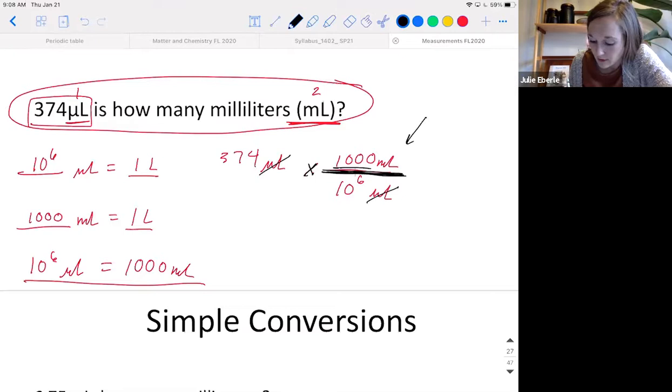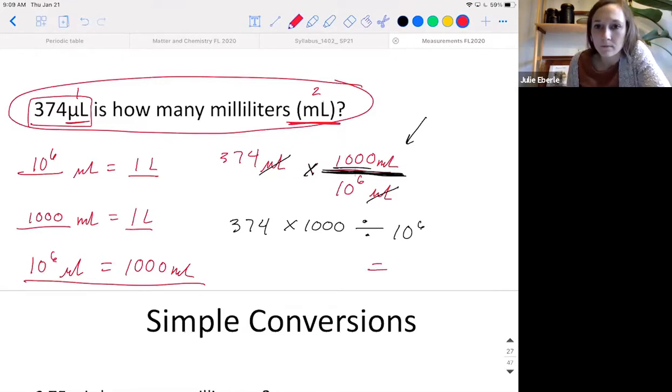So you're literally in your calculator going to do 374 times 1,000 and then divide by 10 to the power of 6 or 1,000,000. You could put in 1,000,000. And what do you guys get? 0.374 milliliters is what you should get. Great.